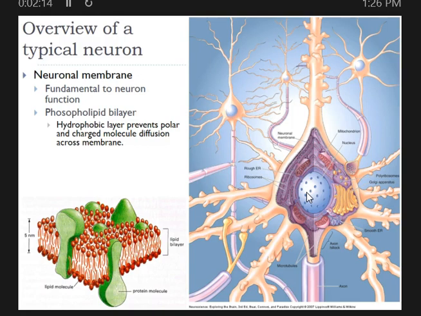That's basically what we're going to be focusing on in chapters 3 and 4, our next two chapters after this one, is how exactly those membrane potentials, we call them, are generated and function to allow for the function of neurons.